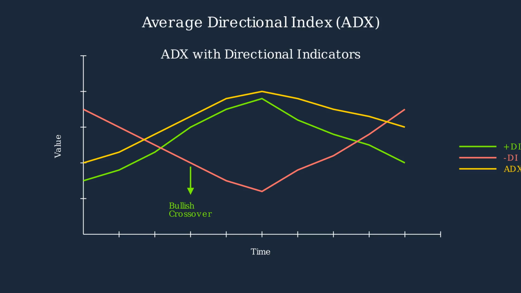Here, when plus DI crosses above minus DI at 0.3, it signals a possible uptrend. Conversely, when minus DI crosses above plus DI at 0.9, it suggests a potential downtrend. The reliability of these crossover signals is enhanced when ADX readings are high, indicating a strong trend.